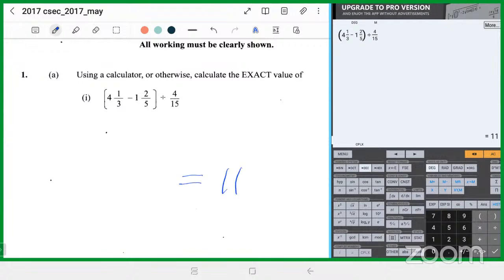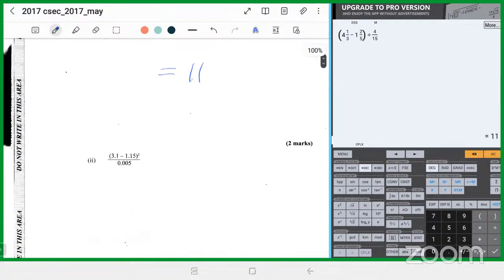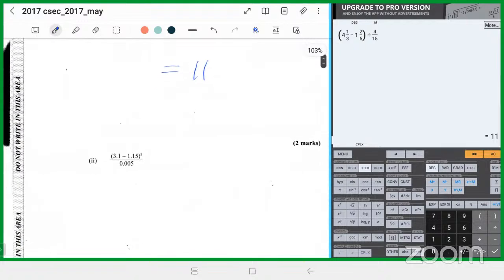That's the exact value. Mute your mic, please, online. Mute your mic online, please. Answer for this one is 11. All right? 2 marks down. Somebody online is nice. Mute your mic online, please. Mute your mic.